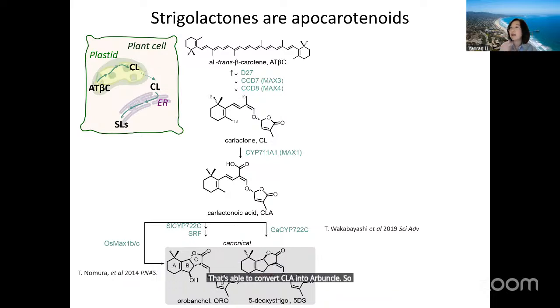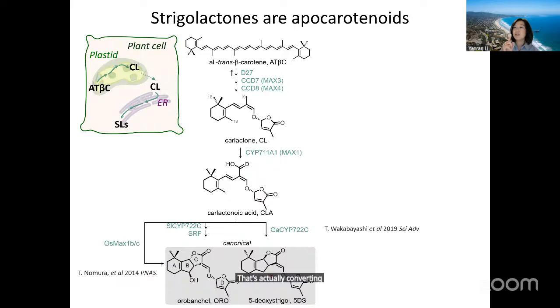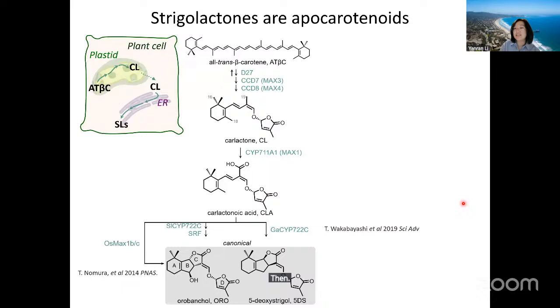So for a long time, people have been believing that MAX1 analog variants are the ones that are actually converting, not only having the conserved function, converting CL to CLA, but also converting CLA to canonical strigolactone. Then around 2019, this group of enzyme called CYP722C was uncovered to be able to also catalyze the conversion of CLA into either 5-DS or orobanchol. So at this point, we don't know which one plays a major role across flowering plants.